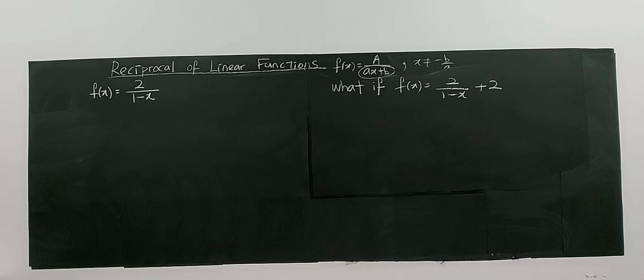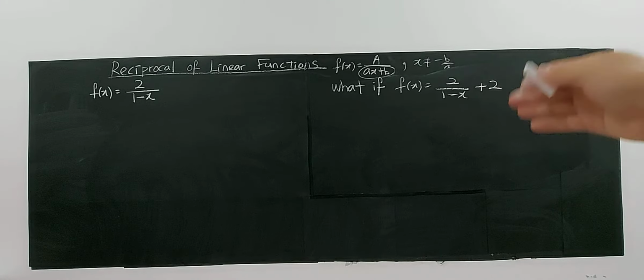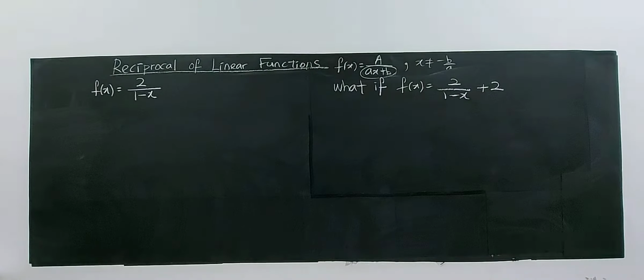Okay, let's look at this example. f(x) equals 2 over 1 minus x. And what if f(x) is 2 over 1 minus x plus 2? What's the difference in the domain and range for this compared to the previous one, and the graph?